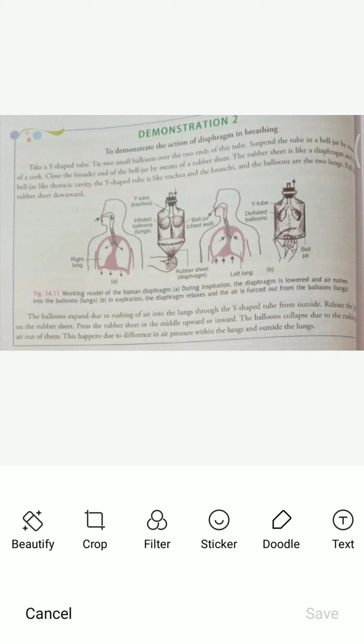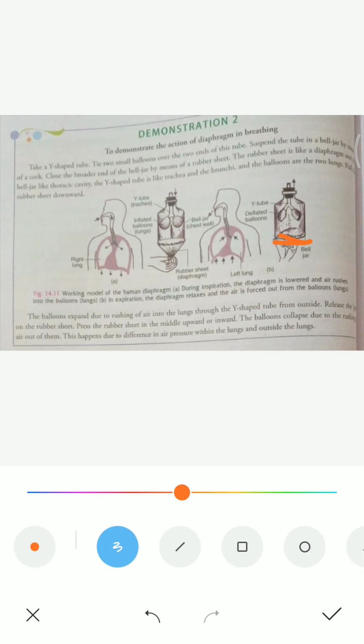Now see, first line: take a Y-shaped tube. The two small balloons are at the two ends of the tube. Suspend the tube in the bell jar by attaching it with the cork. Then close the broader end of the bell jar by means of a rubber sheet. It means the base. The rubber sheet is like a diaphragm because it is elastic, and the bell jar looks like a thoracic cavity. The Y-shaped tube is like the trachea and bronchi, and the balloons are the two lungs.